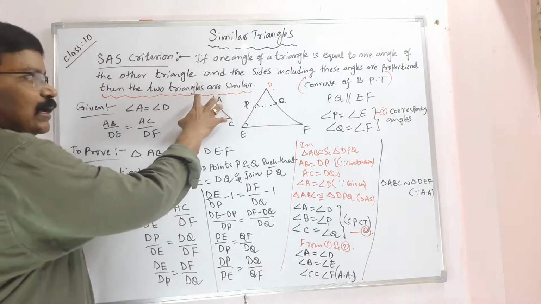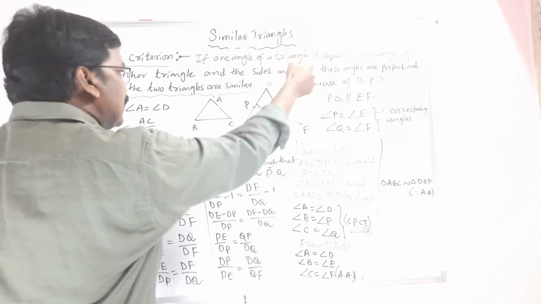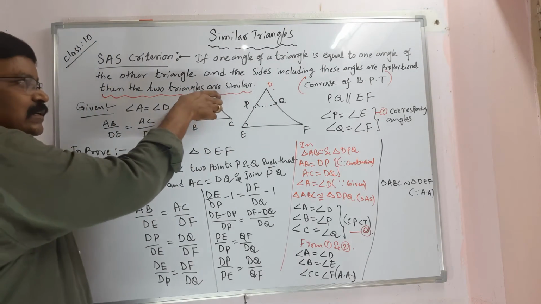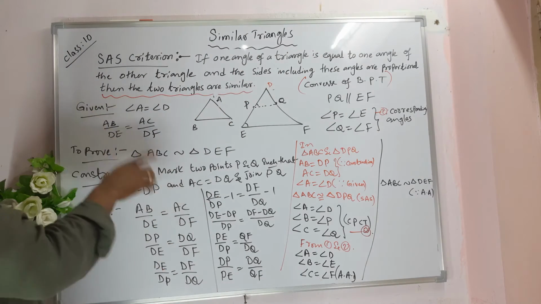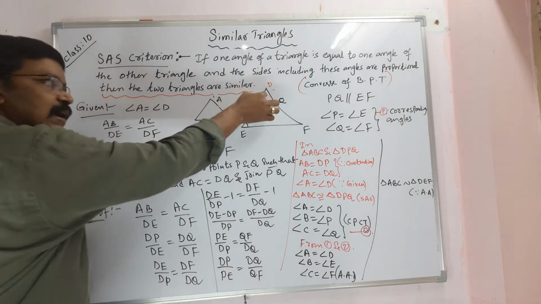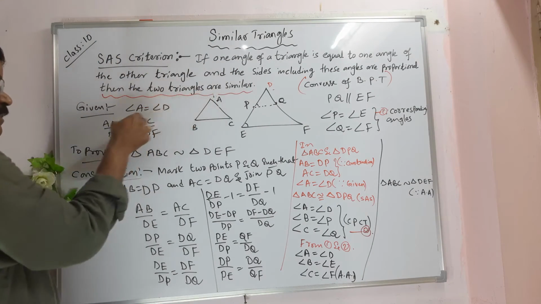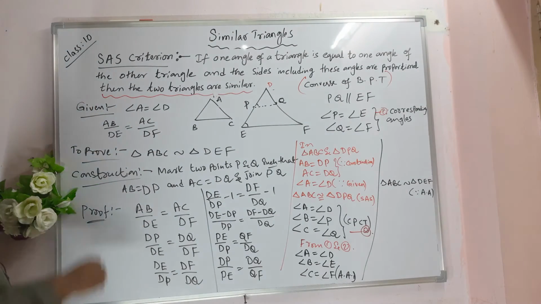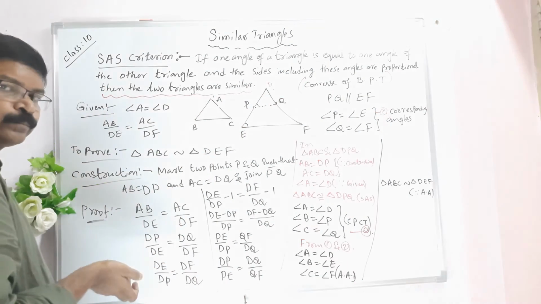If one angle of a first triangle is equal to one angle of a second triangle, then the sides including these angles are proportional. That means, what is given? Angle A and angle D are equal, and the sides including these angles are proportional: AB by DE is equal to AC by DF. So what is to be proved here? These two triangles are similar.